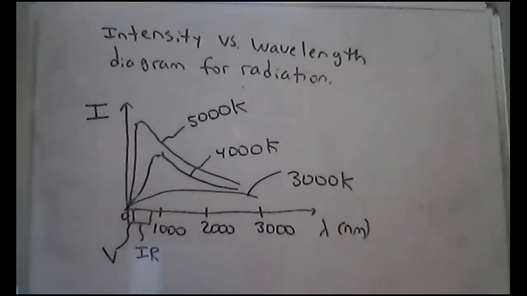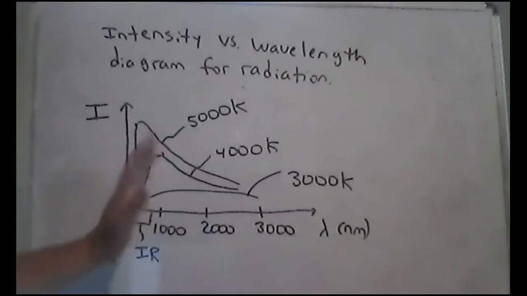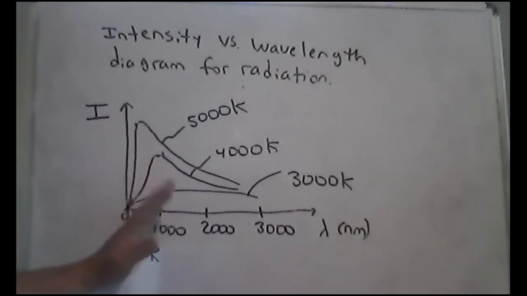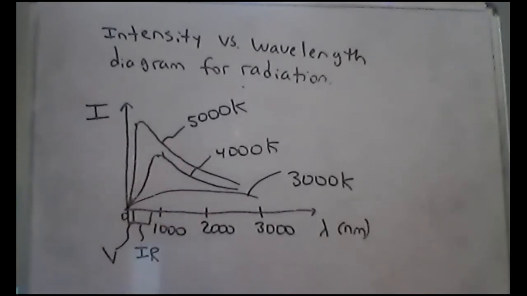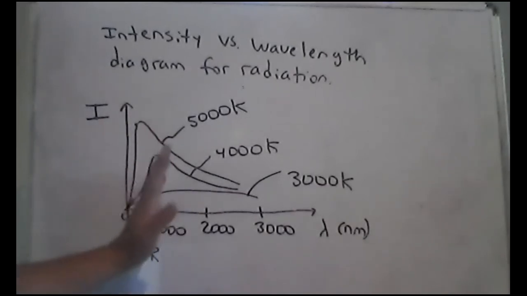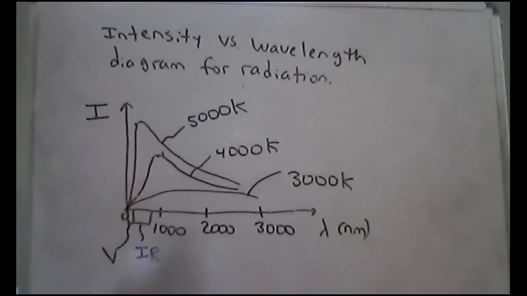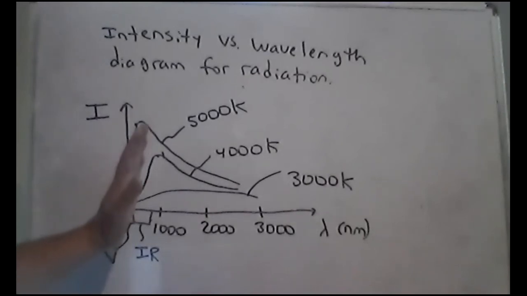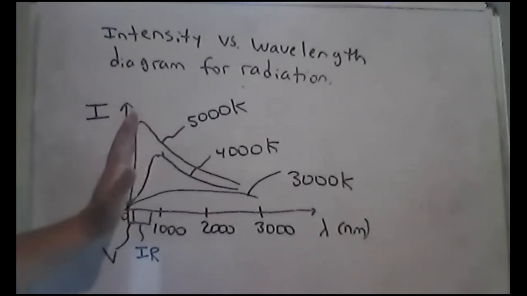In a lot of cases, the longer wavelengths will be in the IR. We go a little bit into the visible, but oftentimes in the IR. So this is the region in which, as objects get hotter, they have a smaller and smaller wavelength.